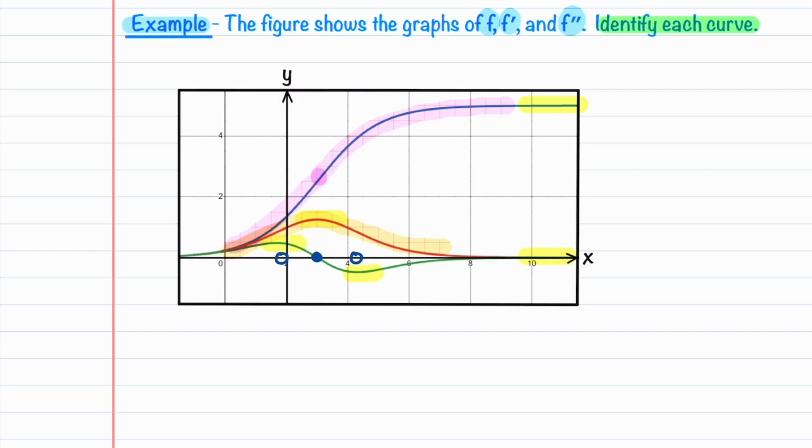We can now identify the curves. Our blue graph is going to be f. Our red graph is going to be f prime, and then our green graph is the derivative of the red graph, and it is f double prime.